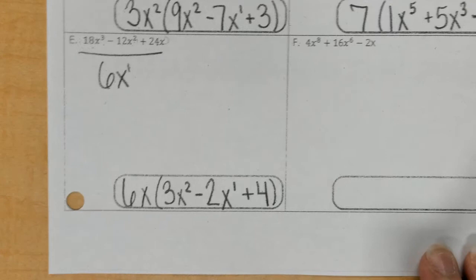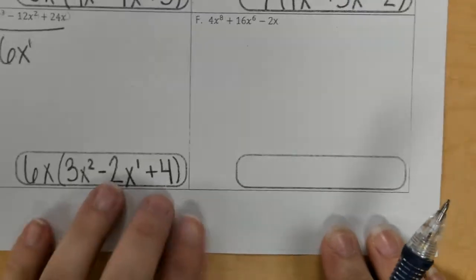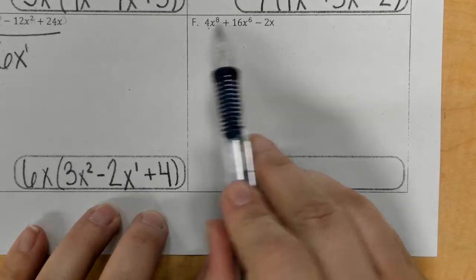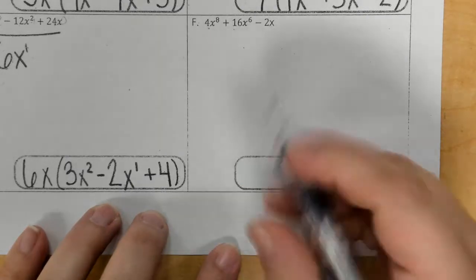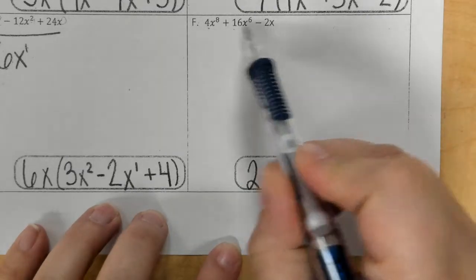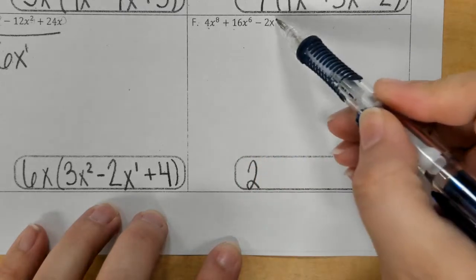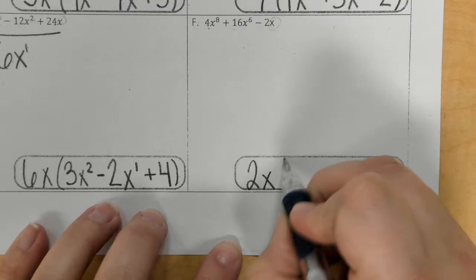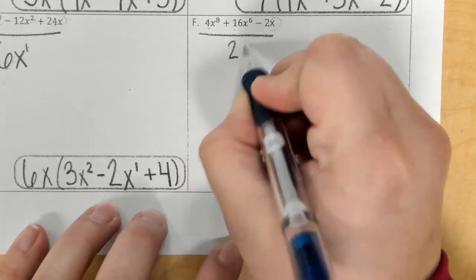Okay, and then lastly for this one, F. My GCF here for 4, 16, and 2 has to be 2. Okay? And then I have an x in every term, but my smallest x is just x. So now I need to divide by 2x.